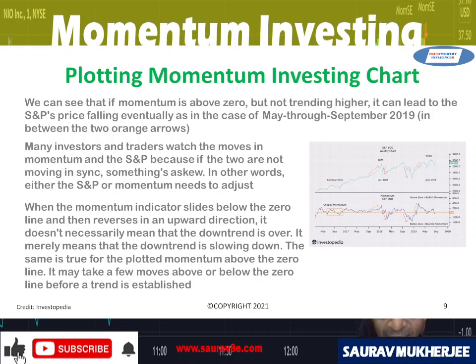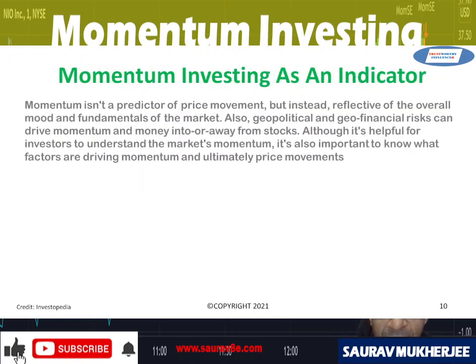Last, when the momentum indicator slides below the zero line and then reverses in an upward direction, it doesn't necessarily mean that the downward trend is over. It merely means that the downward trend is slowing down. The same is true for plotted momentum above zero. So obviously that's another point which you must keep in mind. I hope this was useful to you.